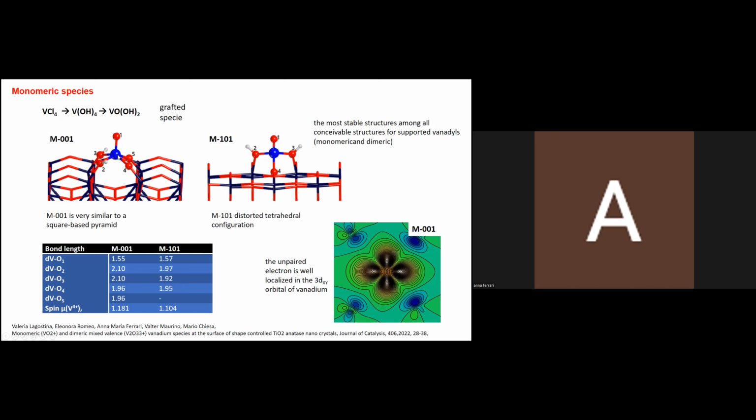Also, the unpaired electron, here the spin is 1, almost 1, tells us it is completely localized on the vanadium atom. Here there is a spin density plot almost in a plane of vanadium and the neighboring oxygen. And we see that the electron is well localized in the 3D Y orbital. I reported the case of 001; it is the same for the other surface.